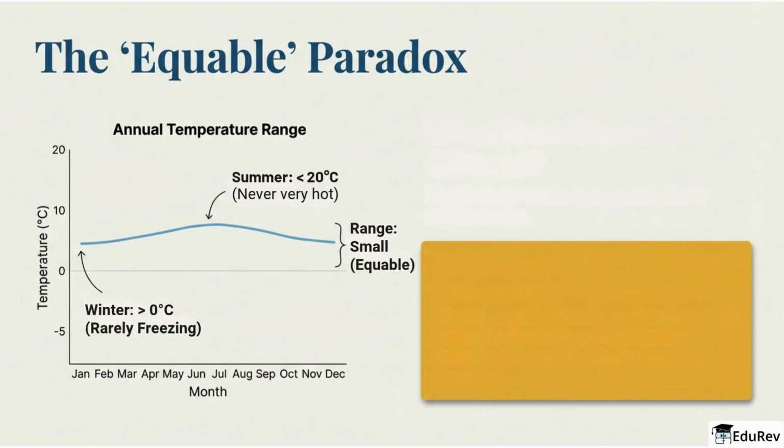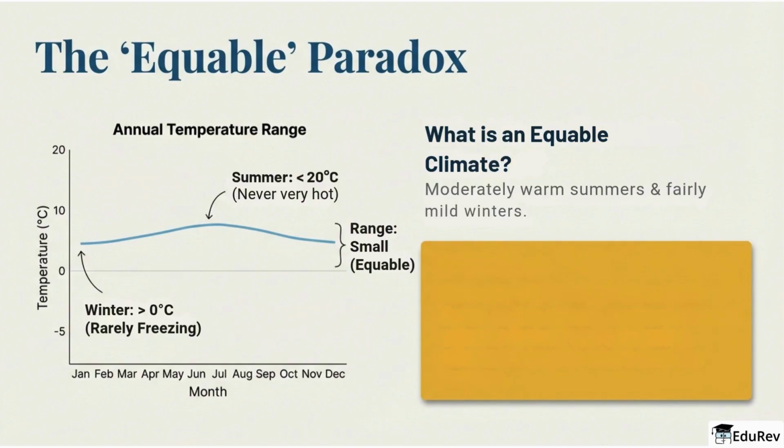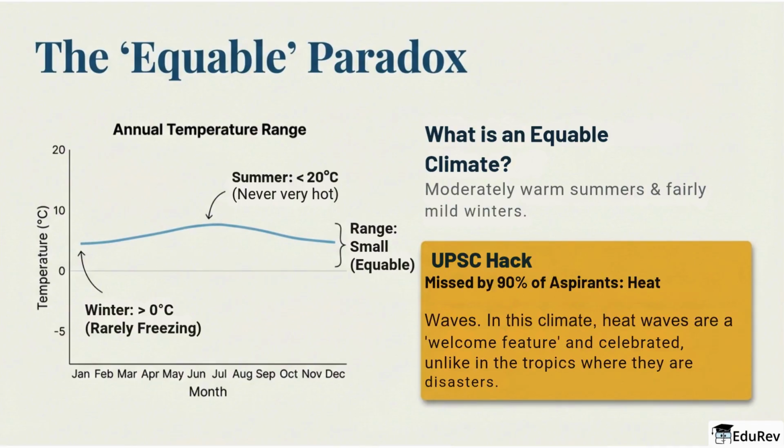So what do you get? Moderately warm summers and fairly mild winters. That is the paradox. This is not a dramatic climate. It is a controlled climate. And here is a subtle point most aspirants miss. In such places, heat waves are often welcomed, not feared the way they are in the tropics. Because the normal climate is cool, not harshly hot.